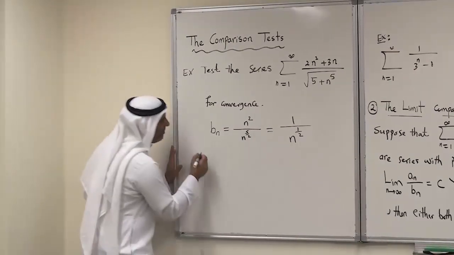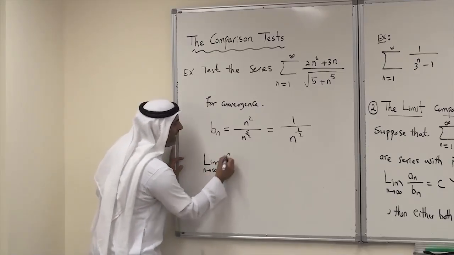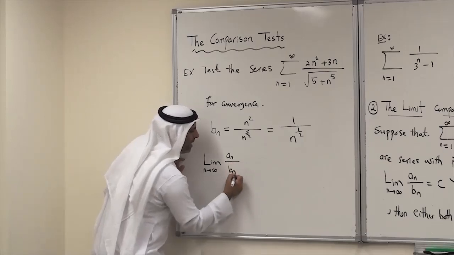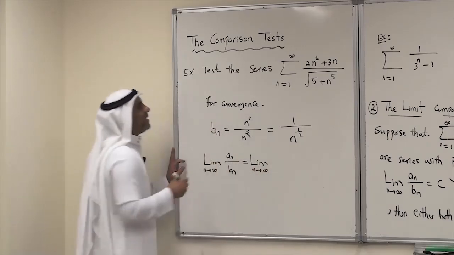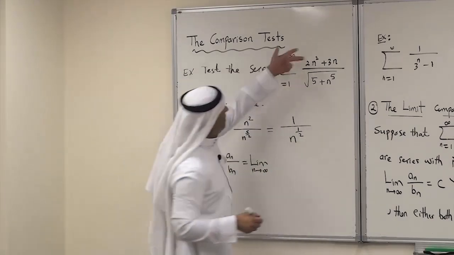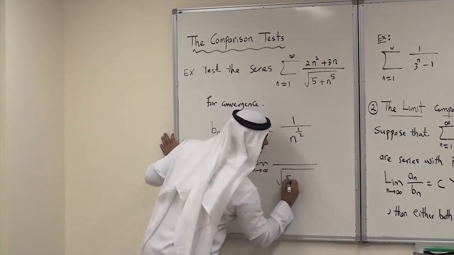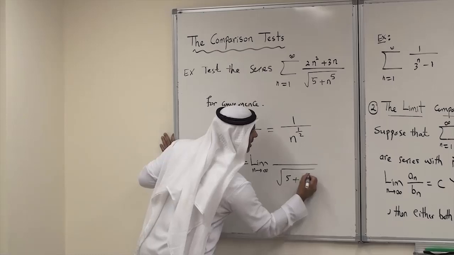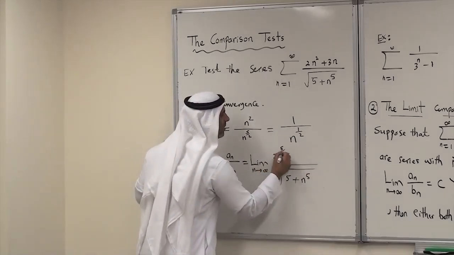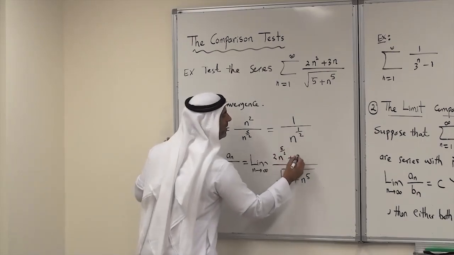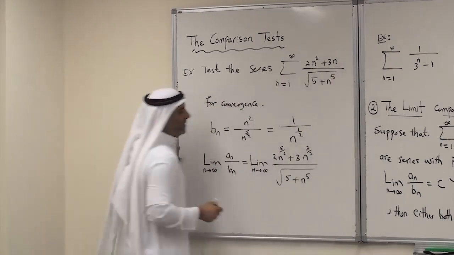Now let's try to compute the limit. What is the limit as n goes to infinity of an divided by bn? That's equal to the limit as n goes to infinity of an over bn. This will be multiplied in the numerator, so that will give you the following. It is the radical of 5 plus n to the power 5, and if you multiply upstairs, you have 2n to the power 5 over 2, plus 3n to the power 3 over 2. I'm multiplying by n to the power 1/2 upstairs.